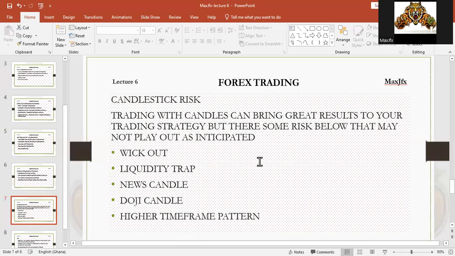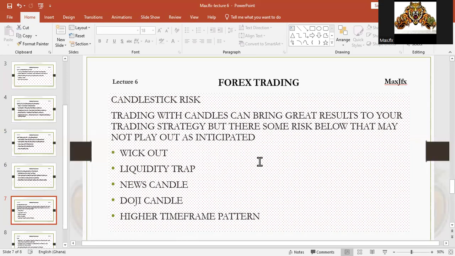These are things that happen in the market. You enter into a trade, you are right about everything, but a wick just took you out of the market and then went in your direction. There can also be a liquidity trap, which means there is a sharp spike in the market that may take you out of the market or make you lose before it maybe goes in your right direction.